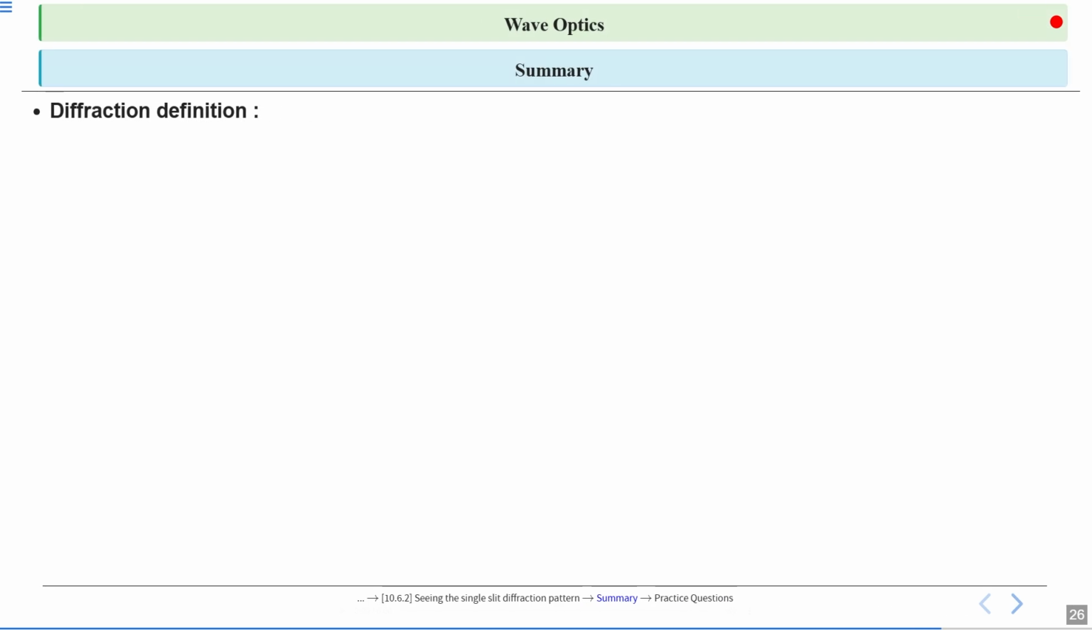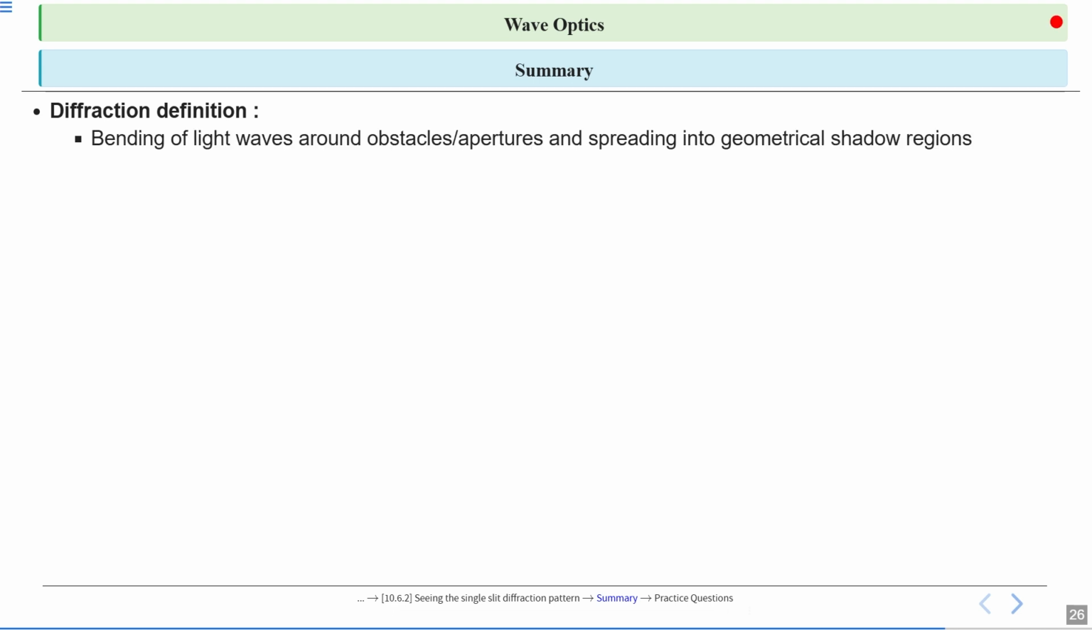Okay, so let's have a quick recap, or let's summarize the points we have studied. Diffraction refers to bending of light waves around obstacles or through apertures, causing them to spread into regions that would otherwise be in shadow. Diffraction becomes more noticeable when the size of the obstacle or aperture is approximately equal to the wavelength of the wave. This is why we often see diffraction effects with small openings or edges.